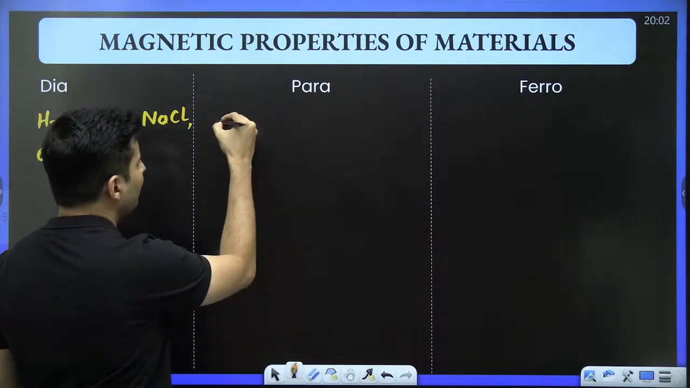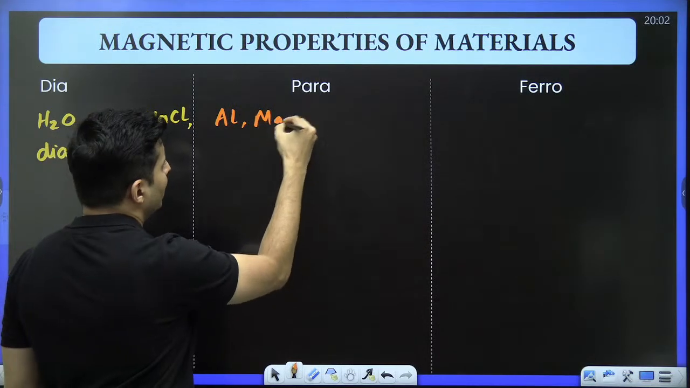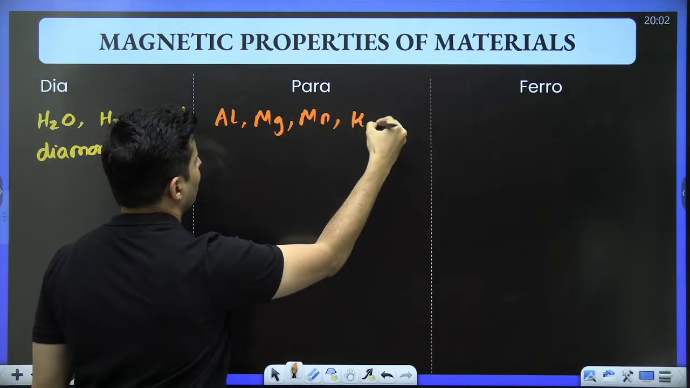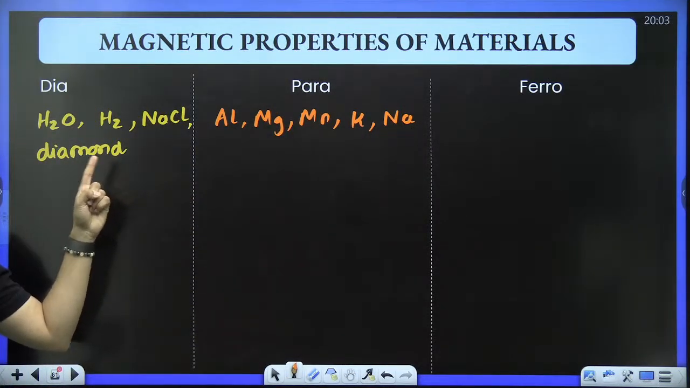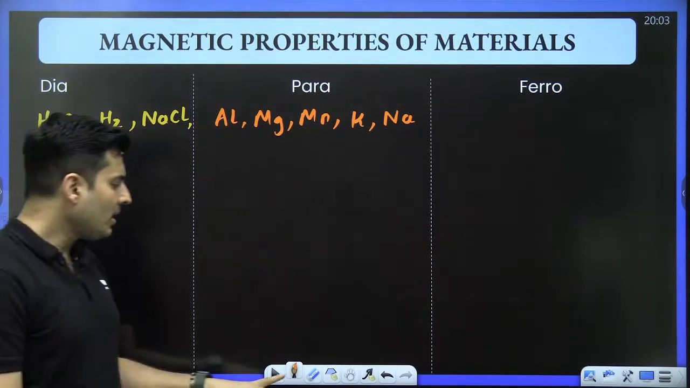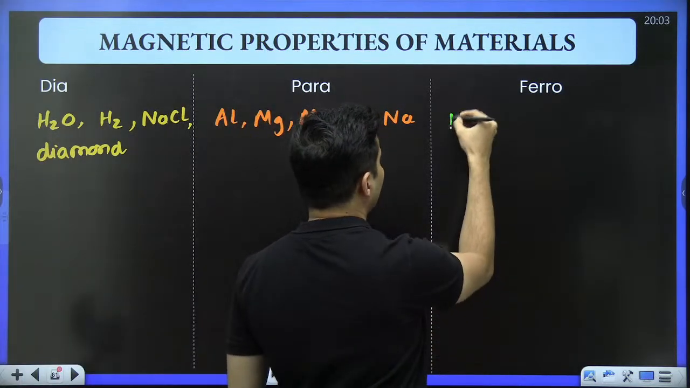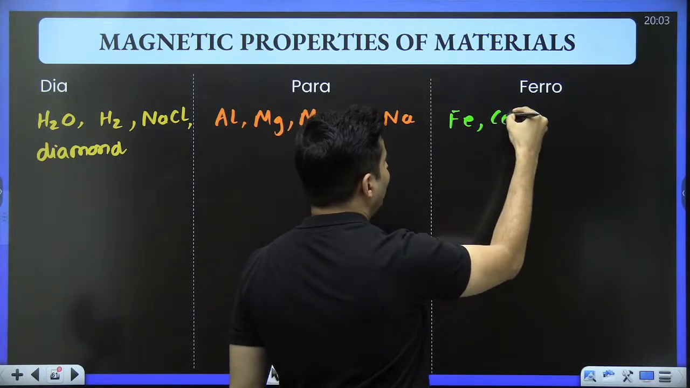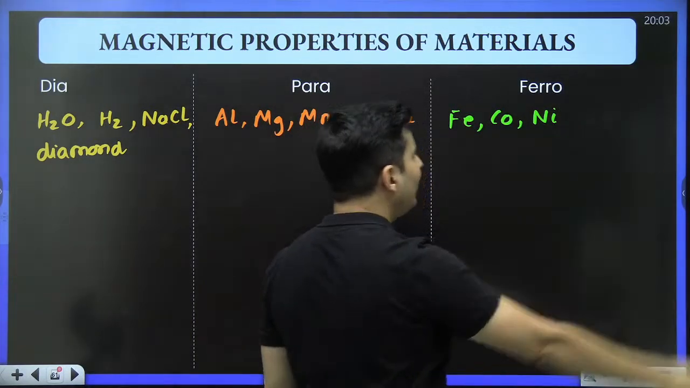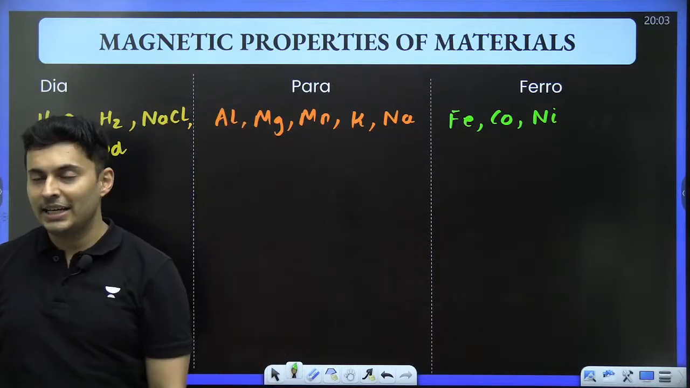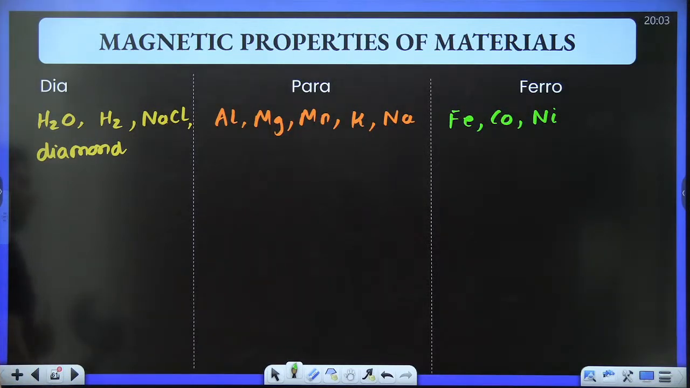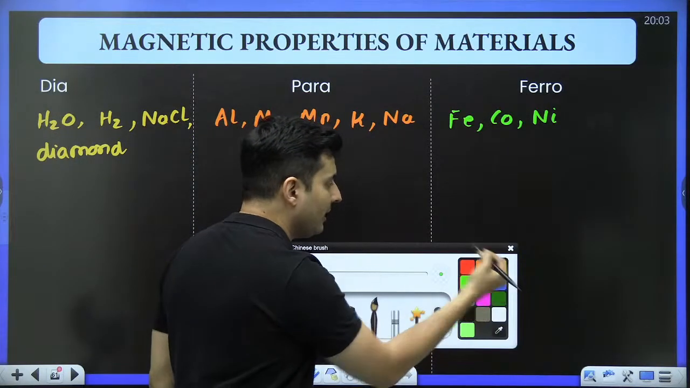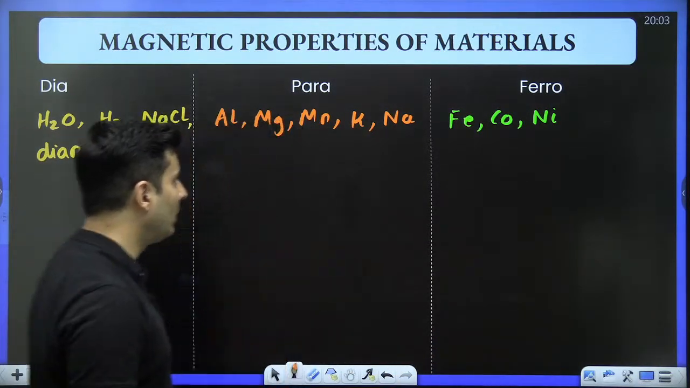In paramagnetism, you have aluminium, magnesium, manganese, potassium, right, sodium. All these are examples of paramagnetic materials. Similarly, for ferromagnetic materials, Fe, cobalt, nickel, right? All these are examples of ferromagnetic materials. Write all these examples down at least a few times so that it is there in your head. Keep this in mind.